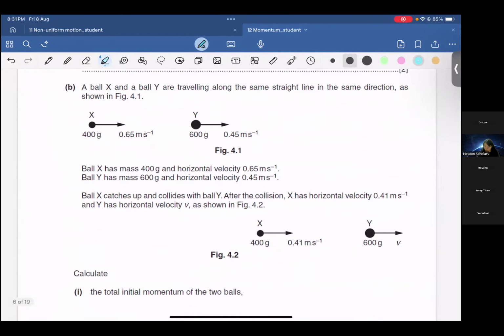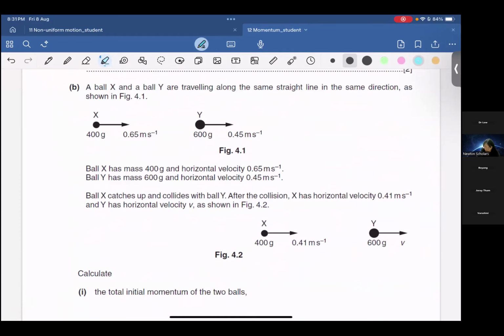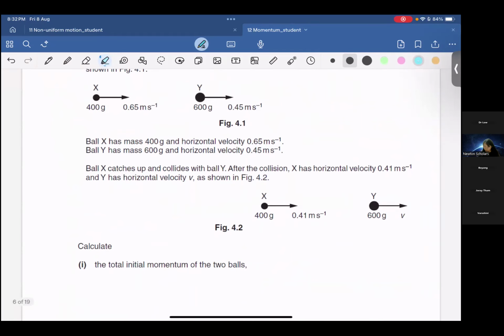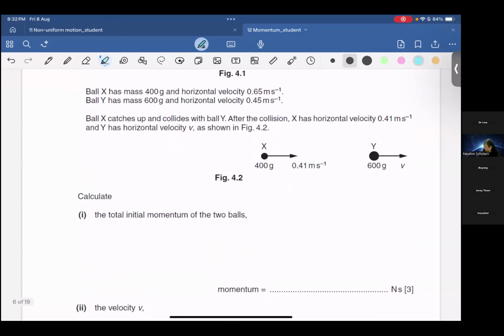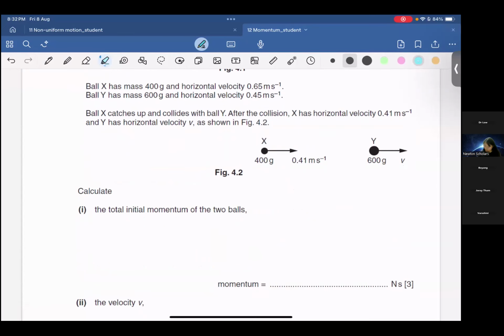Boys and girls, this one is for you to try by yourself. Ball X and ball Y are traveling along the same straight line in the same direction. Ball X has mass 400 grams and horizontal velocity 0.65 meter per second. Ball Y is 600 grams with horizontal velocity 0.45 meter per second. Then they catch up and collide. The diagram is their information. Calculate the total initial momentum for the two balls. What is your initial momentum for the two balls?